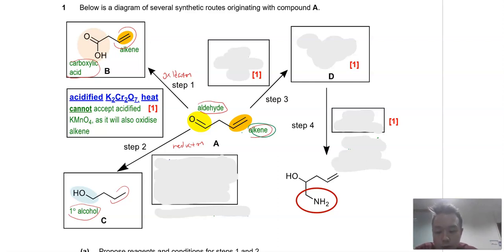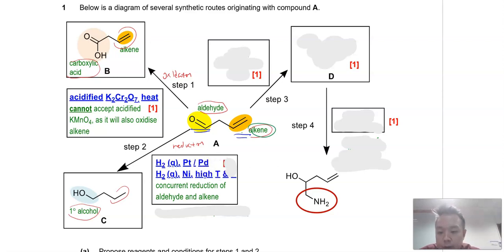Okay, moving on to the reaction for step 2. In step 2, you can see that both the aldehyde and the alkene are simultaneously being reduced. So there's concurrent reduction of alkene and aldehyde. Think back in terms of reagent conditions. What can reduce both aldehydes and alkenes together simultaneously? It will be hydrogen gas, whether you use platinum, palladium, or nickel. Of course, with nickel you need high temperature and pressure. It can reduce both your aldehyde and your alkene to the primary alcohol and the alkane.